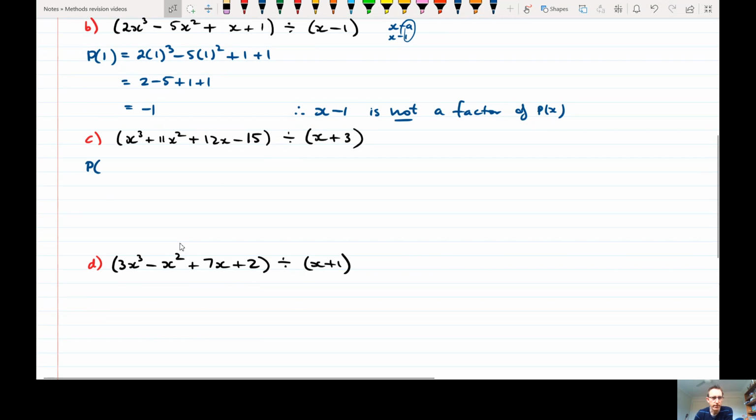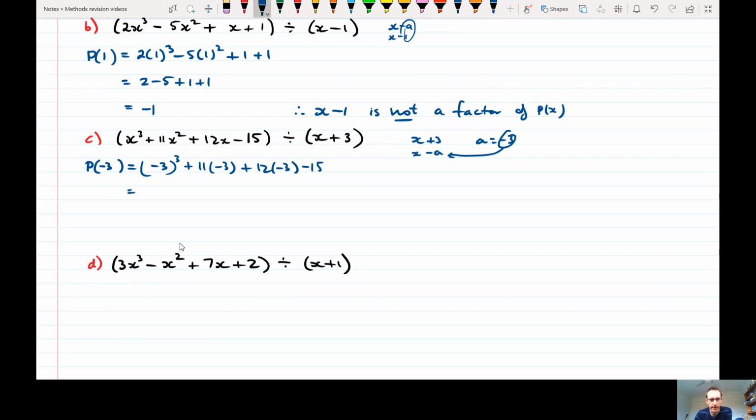Next one, we got p of what this time? Well, x plus 3 and x minus a. Hopefully we can see that a must be negative 3 for this to work. If I put negative 3 in here, I get x plus 3. So negative 3 is what I substitute in. So you get negative 3 cubed plus 11 times negative 3 plus 12 lots of negative 3 minus 15.